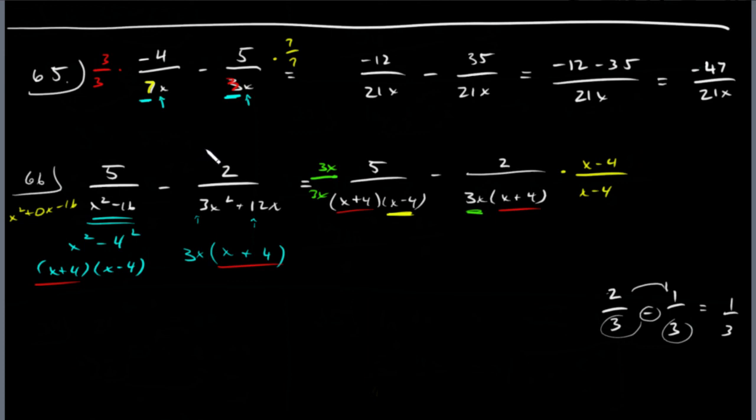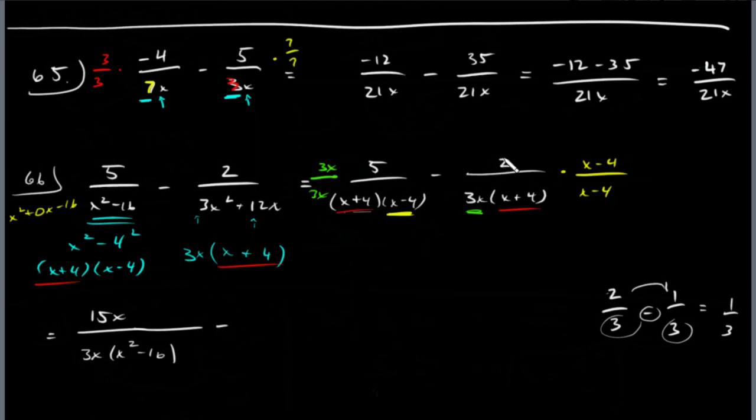Alright, so now you multiply across, and you'll see that we have a common denominator. So multiply across, 5 times 3 is 15, then x. 15x over, you've got 3x, you've got x plus 4, and x minus 4. I'm going to go ahead and condense this. I know x plus 4 and x minus 4 creates x squared minus 16. That's where it came from. So just for convenience's sake, I'm going to write it that way.